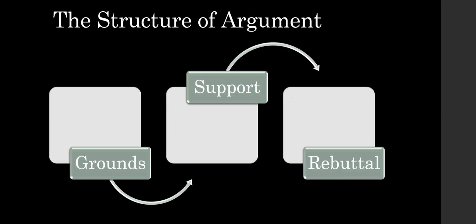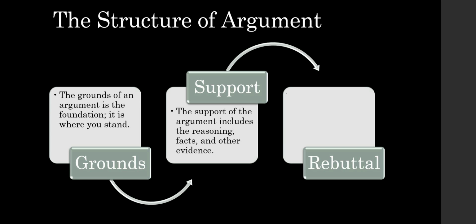Argument has several parts that we need to go through in order to start to think about the structure of not just argument but also your essay. First, we will start with the grounds. The grounds of an argument is the foundation. It's where you stand. This is your stance, your point of view. This becomes your thesis statement. And again, in the argumentative world, you might hear someone use the word claim. A claim is a thesis statement in which you present a stance. The grounds should lead directly to the support. The support of the argument includes the reasoning, facts, and other evidence. And for other evidence in this course, keep in mind that you will be using examples.